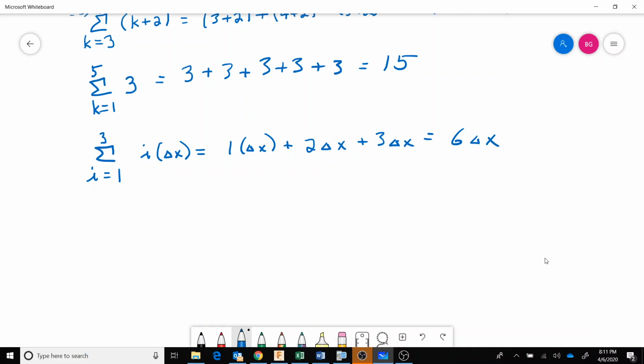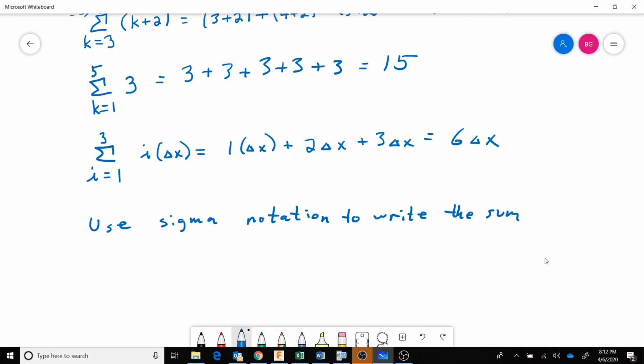Or you might get a problem like this, and they're going to go the opposite way, and it says, hey, use sigma notation to write the sum.